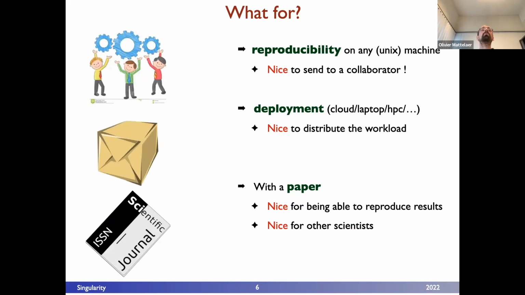So what are you going to use containers and Singularity for? And this is maybe a bit more for scientists in a way, but for me there are two things, obviously. The first one is reproducibility. So how to be able to send your code to a collaborator, to your supervisor, to a colleague or whatever, and be able to use the code out of the box.